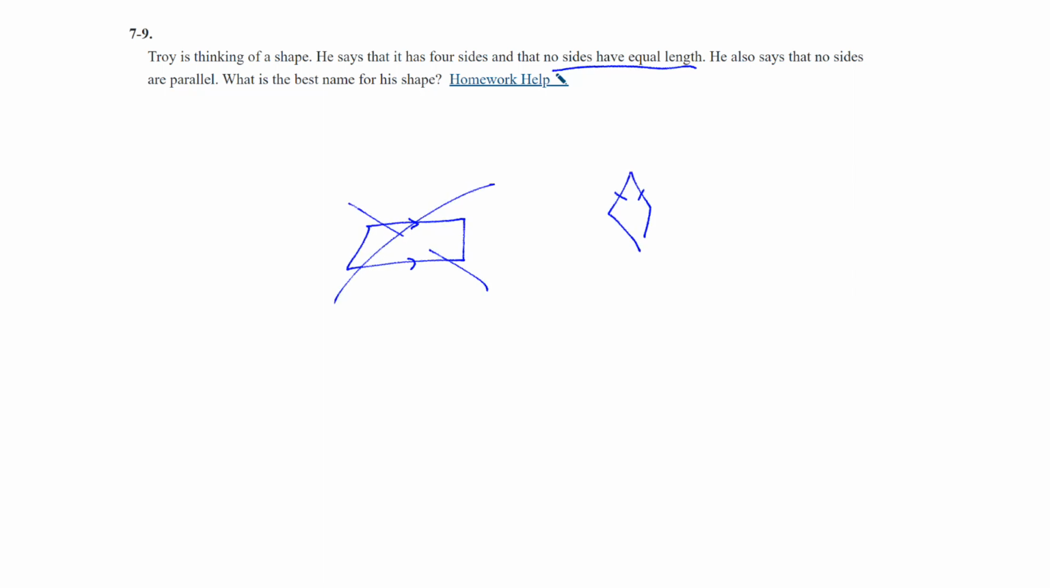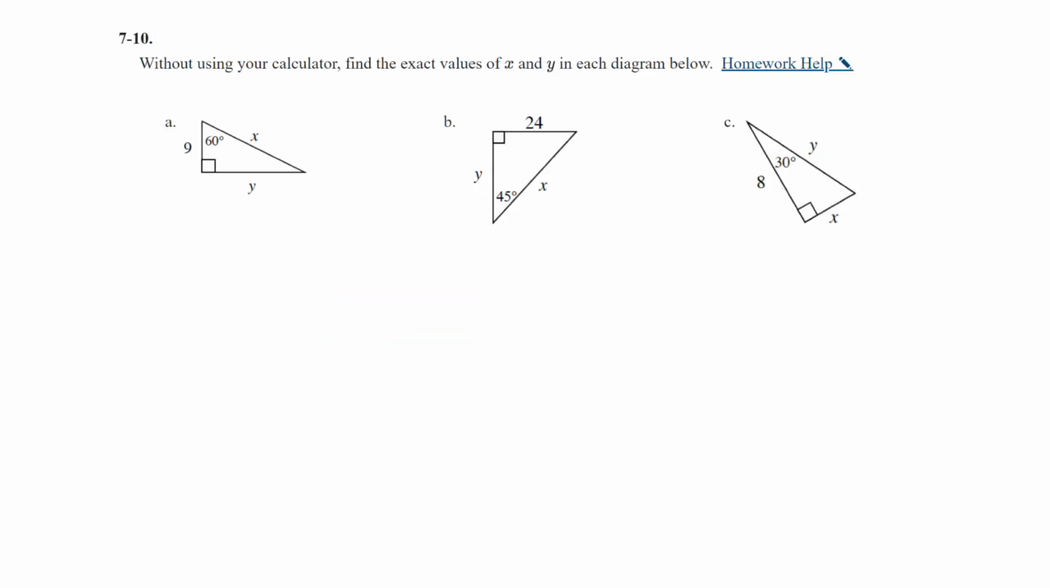So it seems like the best answer for this one is the most basic 4-sided figure that we can have, where we don't have anything special, and that's just going to be a quadrilateral. So a quadrilateral is really any 4-sided figure. It's just the ones that we know have more features to them in terms of equal length and parallel sides.